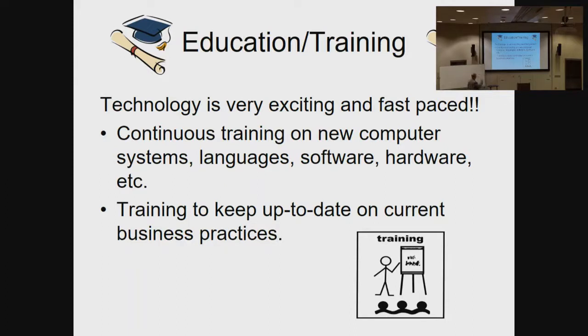And so there's continuous training, there's a lot of continuing education in this field on new computer systems, languages, software, hardware. You have training to keep up to date as well on current business practices. Things change in the organization that your information serves. So you've got to keep that information system well aligned with that organization and let it have a good fit with that organization.